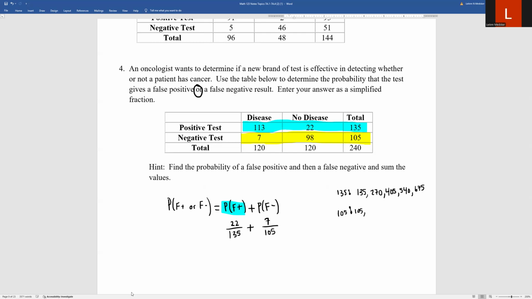So 105 times 1 is, of course, itself. 105 times 2 is 210. Again, not matching any of the ones up above yet. 105 times 3 is 315. 105 times 4 is 420. Not found a match yet. 105 times 5 is 525. I go a little further because I haven't reached high enough to pass this number yet from the other line. 105 times 6 is 630.